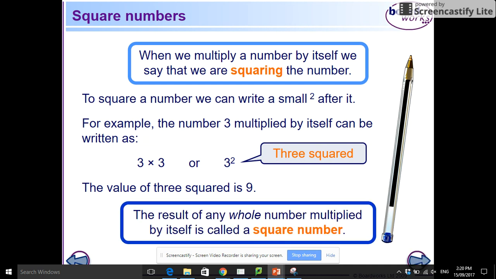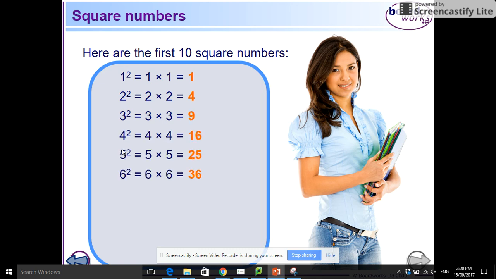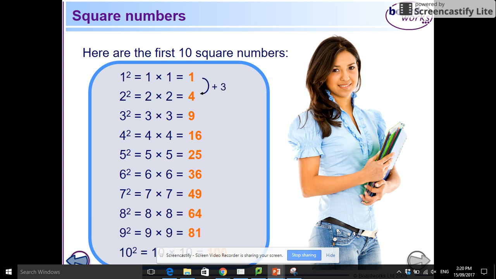The result of any whole number multiplied by itself is called a square number. Here are the first 10 square numbers. So 1 squared, which is 1 times 1, gives you 1. 2 squared, which is 2 times 2, gives you 4. 3 squared, 3 times 3 gives you 9. 4 squared, now I'm going to run through them. Now what's quite interesting is the differences between them are odd numbers.